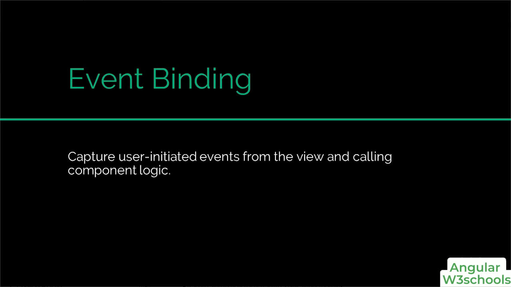It's a one-way data binding in that it sends information from the view to the component class. And this is opposite from property binding, where data is sent from the component to the view. So in this tutorial, let's go ahead and take a closer look at event binding and how it all works.